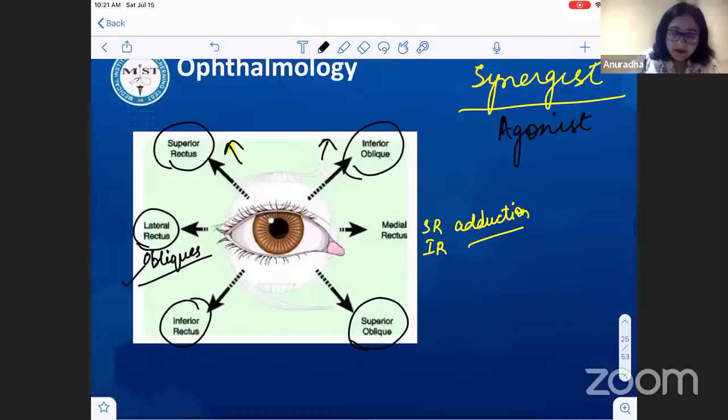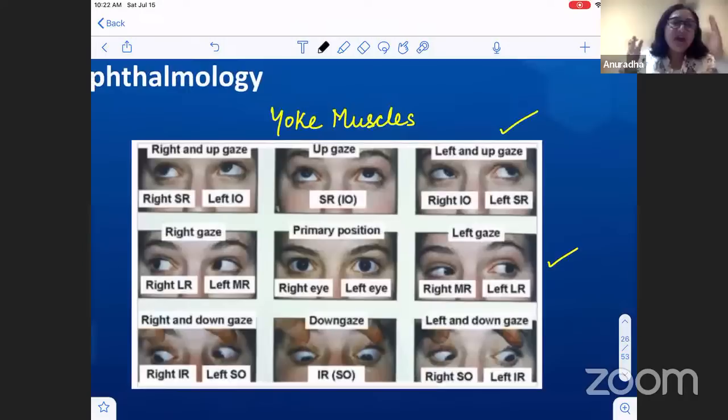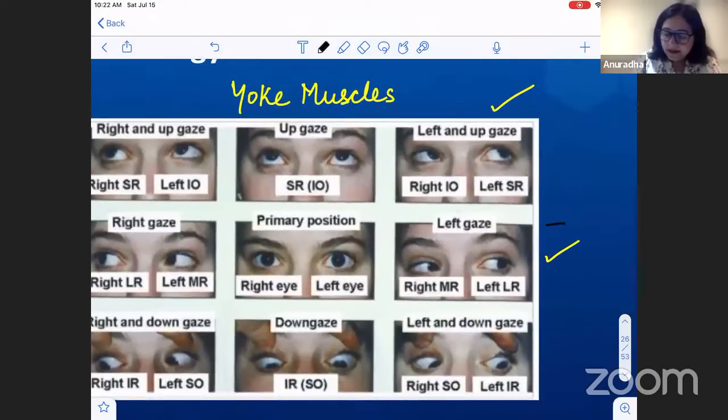Yoke muscles are when you are talking about one muscle in each eye. So if your eye is looking to the left side, then the left lateral rectus and right medial rectus are helping to move the eyes to the left. So these will be yoke muscles in left gaze.